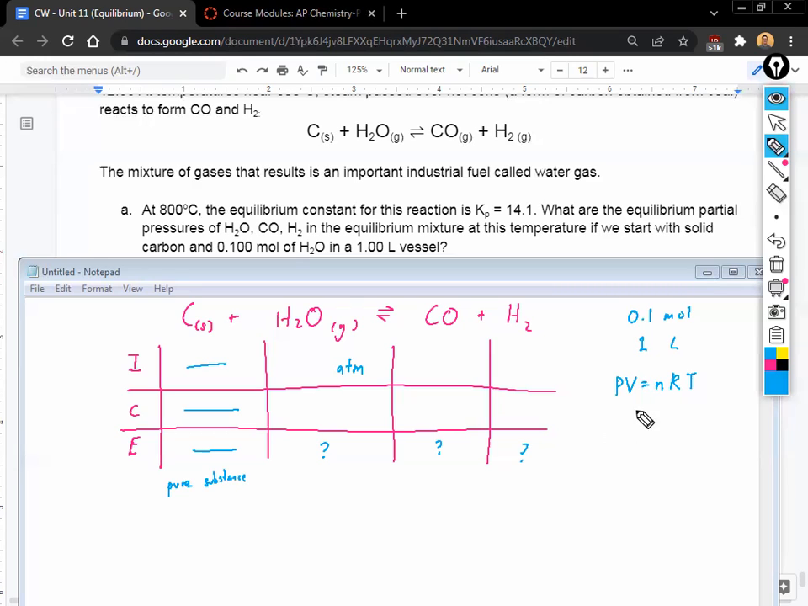We're going to be rearranging this equation. We're going to try to find the pressure of H2O. n is the number of moles. R is the constant, 0.0821. T is the temperature, and then we divide that by volume. Now we have all these numbers, including temperature. The temperature is equal to 800 degrees Celsius. But remember, we need to convert that into Kelvin, so plus 273.